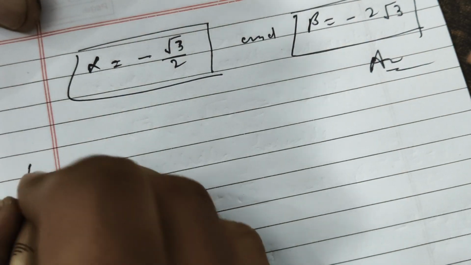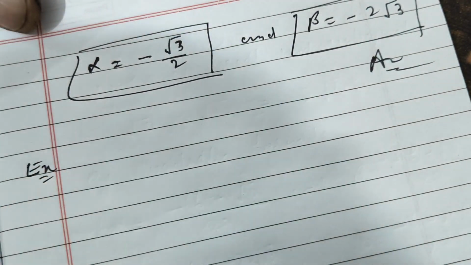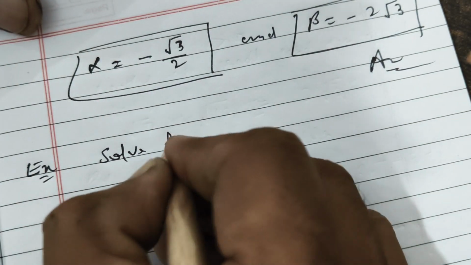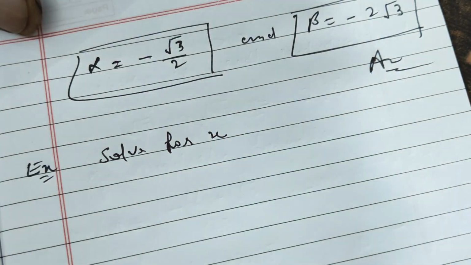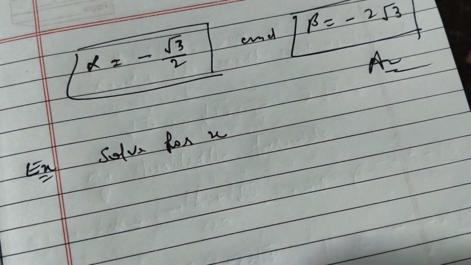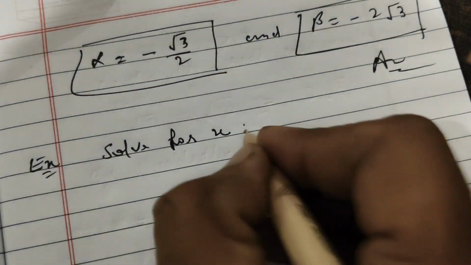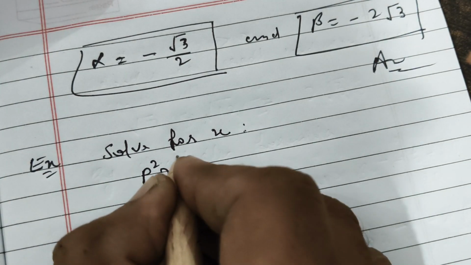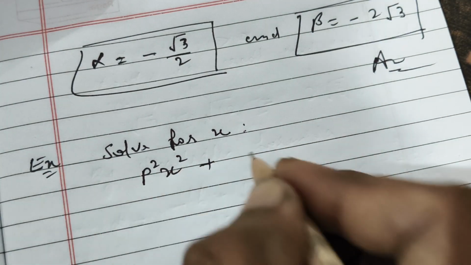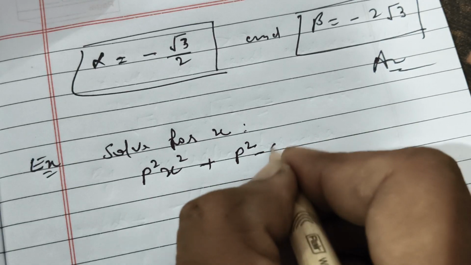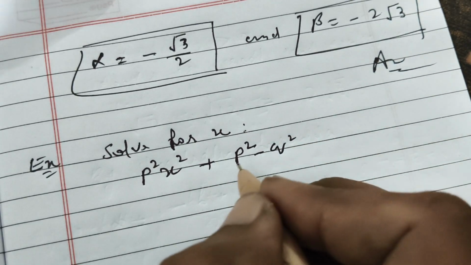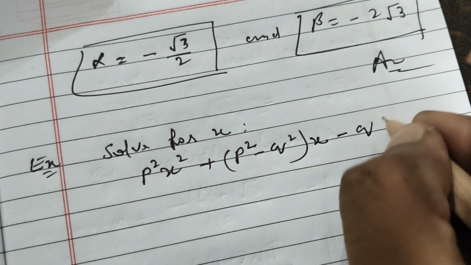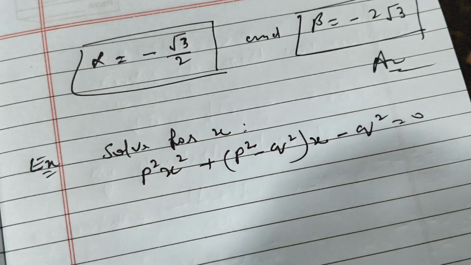Another example. Solve for x. We will do it by the method of quadratic formula. p²x² + (p² − q²)x − q² = 0.